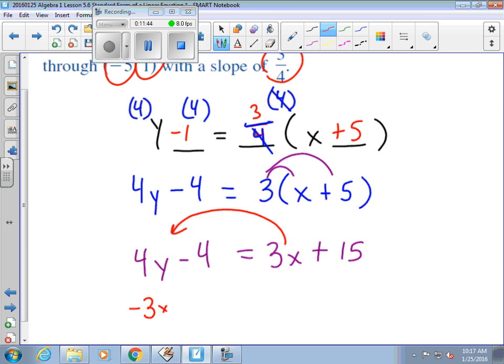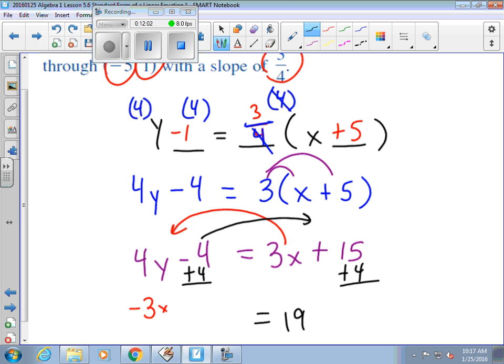And we can move over negative 4 from the left to the right. Now it says negative 4, so you undo it by adding 4, or plus 4. If you do it to the left, do it to the right. 15 plus 4 is 19. So 3x is gone. 19 is the only thing on the right-hand side.